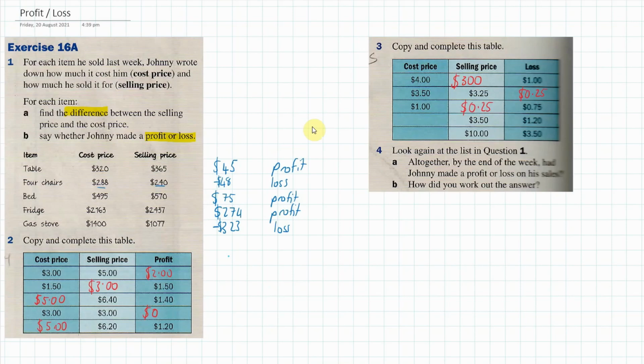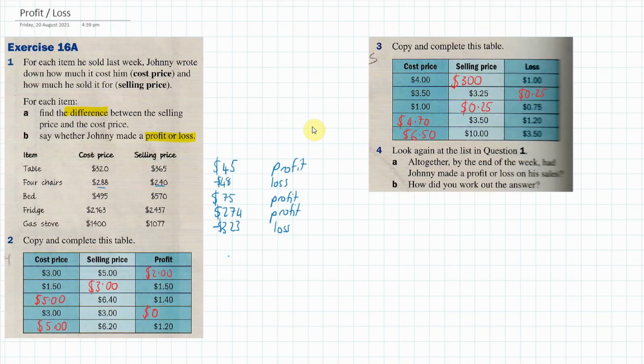Now if we made a loss of $1.20 and that gave us a selling price of $3.50, we add that on to get the original price, so this should be $4.70. So you go $4.70 take away $1.20, should give you $3.50. Same strategy with this next one, and if we go $10 take away $3.50, we should get $6.50. Okay.